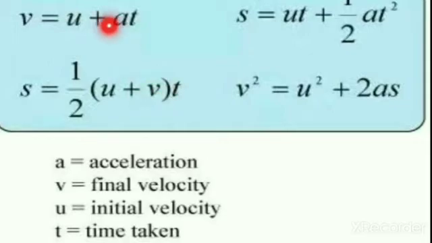If you substitute the value of v here, you will get s = ut + half at square, and the third one is v square = u square + 2as. Here a is the acceleration, v is the final velocity, u is the initial velocity, t is time taken and s is the displacement. You should remember all these formulas and we'll solve some problems in today's class.